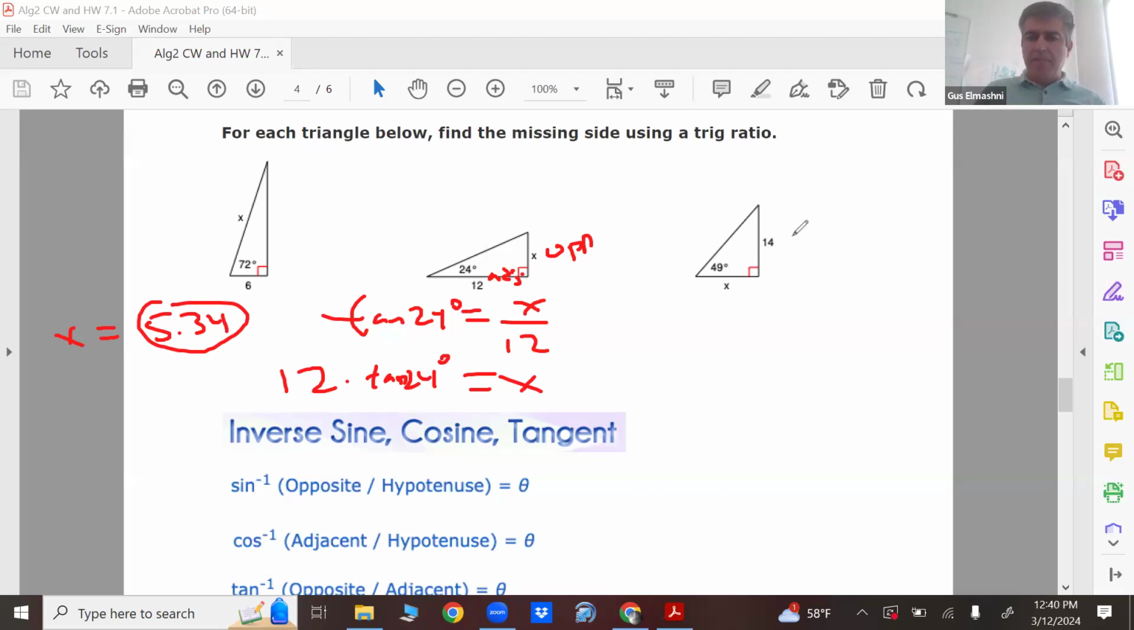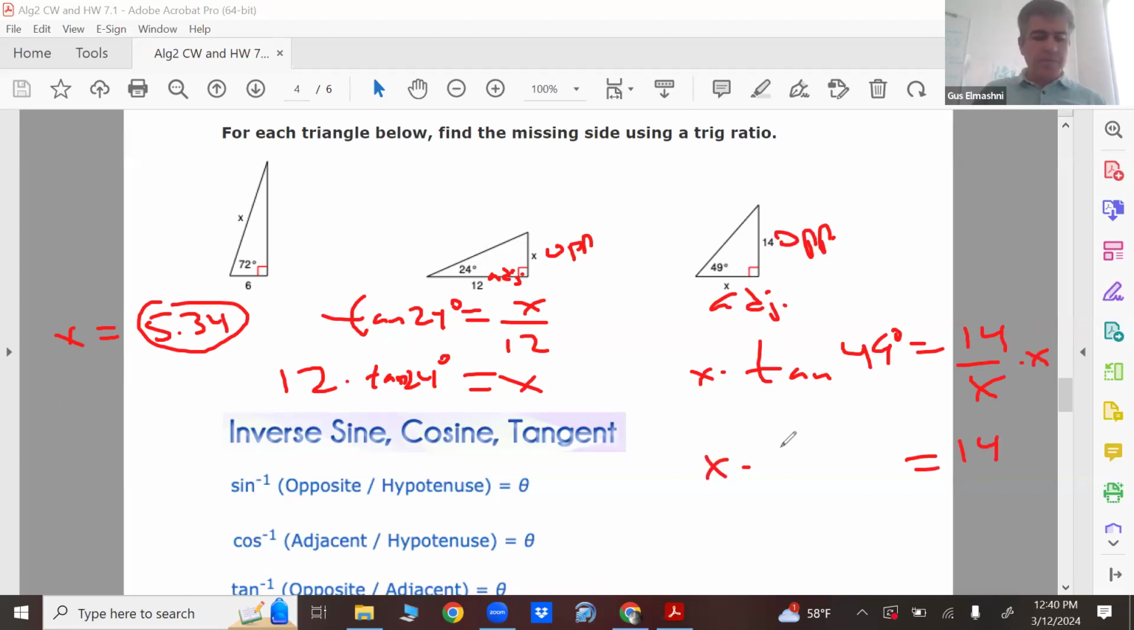And then here, same thing again. That's opposite, that's adjacent. Which trig function do I use for the third triangle? TOA, tangent again, but now it's tangent 49 equals 14 over x. Multiply both sides by x. Tangent 49 is 1.15. I'll do it to 4 decimal places, it's a little more accurate. So x is 12.17.